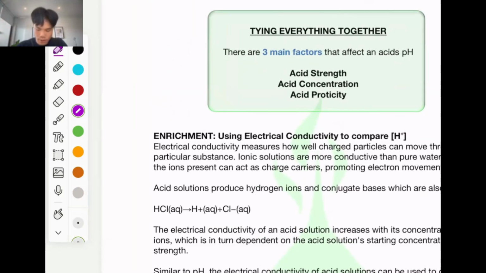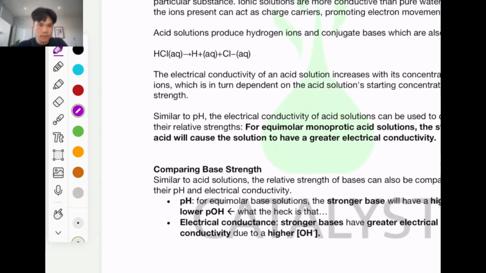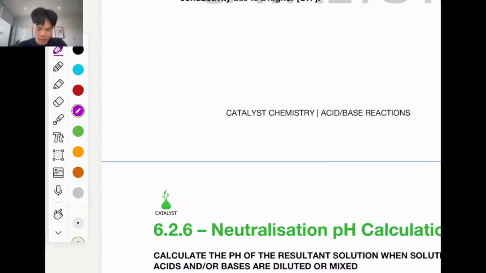So 3 factors that affect pH: strength, concentration, proticity. If you want to analyze any of those 3 and their effect on pH, you have to fix the other 2 as constant. Okay, we'll come back to conductivity.